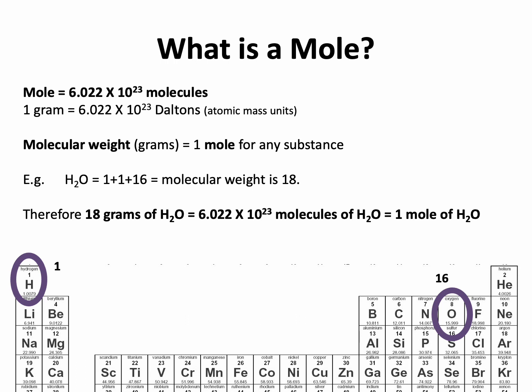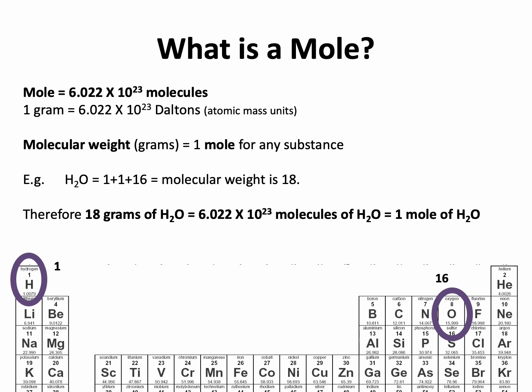Well, the other way to think of it is if you have 18 grams of water, you basically have 6.022 times 10 to the 23 molecules of water. So 18 grams of water is equal to that number of water molecules, which means 18 grams is equal to 1 mole of water. And that's the goal, to figure out how many grams are needed to make a mole.